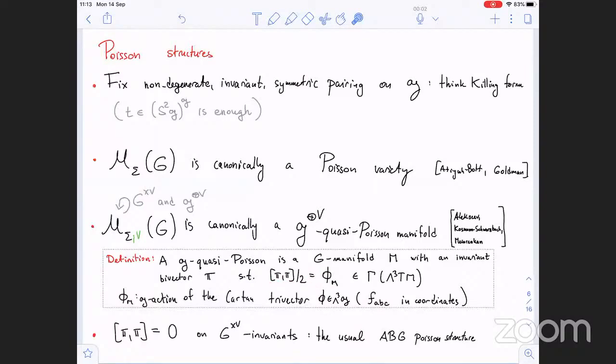And now if you look at the quotient space of this manifold by this group action, the bivector descends onto the quotient, but this right-hand side here, if it just acts on invariant functions, it acts by 0 because the functions are invariant. So on the quotient, you get really a Poisson structure, and this is the Atiyah-Bott Poisson structure. So this way, this quasi-Poisson setting encompasses the usual Poisson setting.